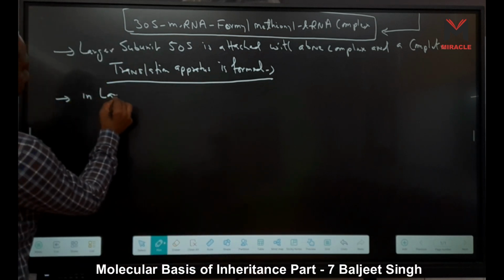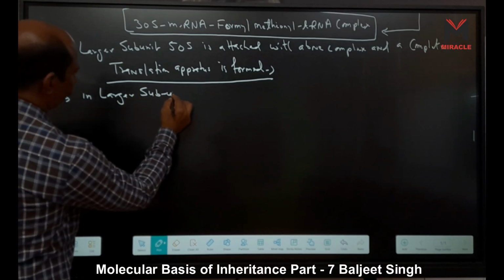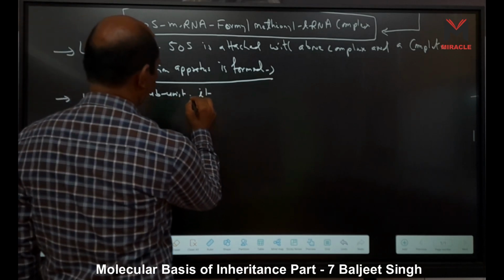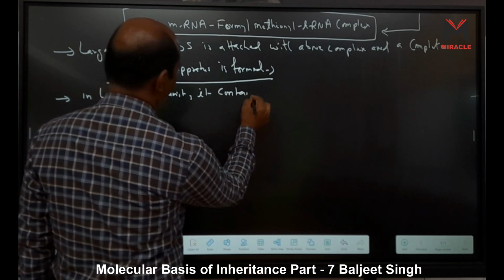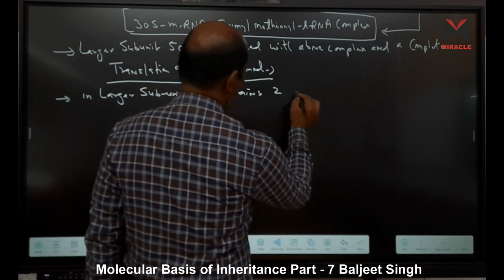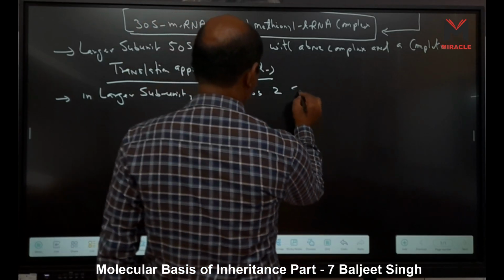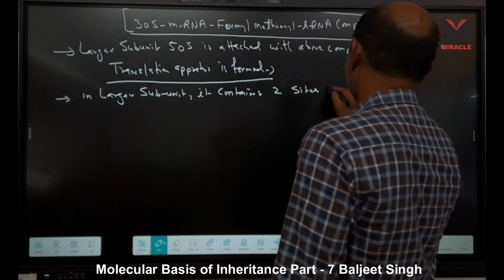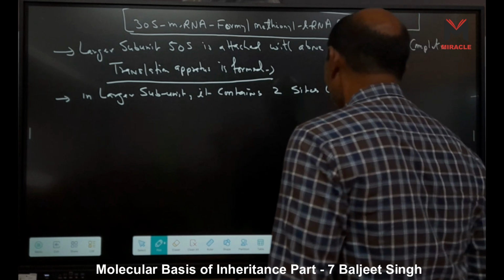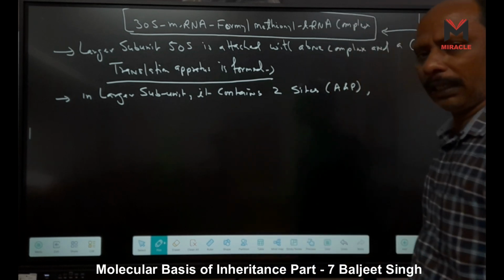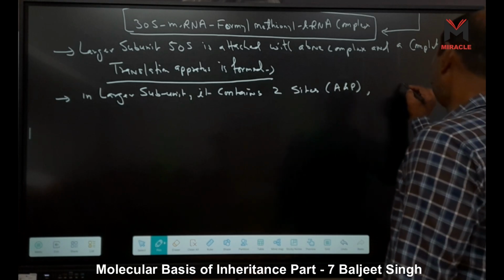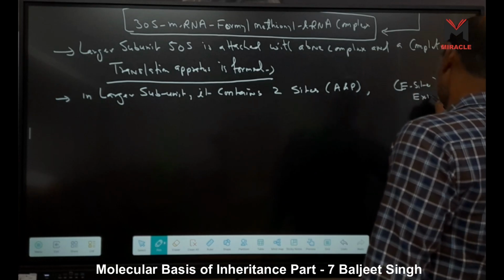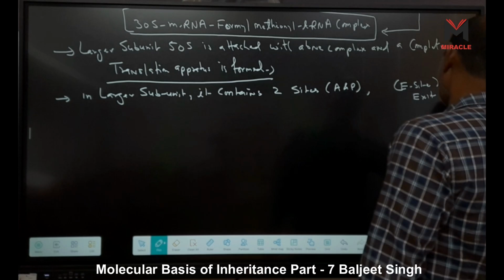In the larger subunit, what happens? It contains two sites, especially two sites, that is the A and P site. But in some cases, it also contains another site, that is the E site, right? E means exit site.